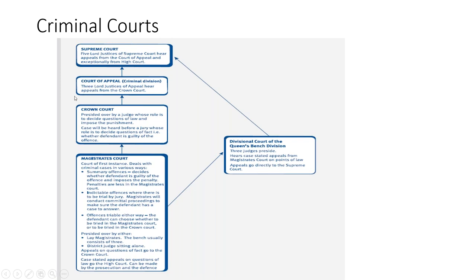Coming to the Court of Appeal, the Criminal Division, three Lord Justices of Appeal hear appeals from the Crown Court. Same as in the civil courts, there are three Lord Justices of Appeal who hear the appeals from the Crown Court. And then coming to the Supreme Court, it is presided over by five Lord Justices who hear the appeal from the Court of Appeal and, exceptionally, from the High Court in case of criminal courts.